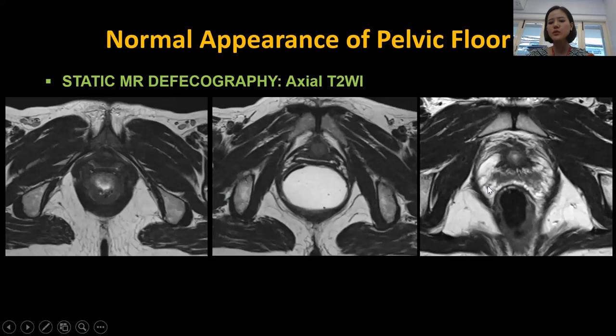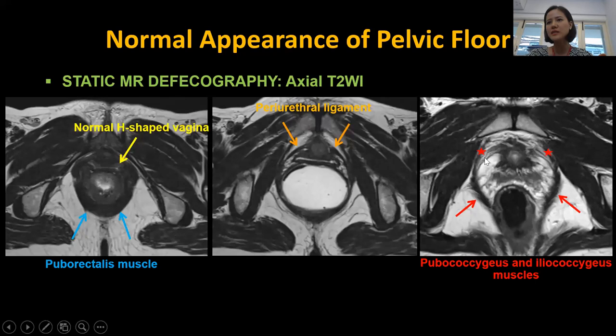Normally, the vagina should have a normal H-shape or butterfly shape configuration. The puborectalis muscle forms a U-shape sling around the rectum. And we can see the periurethral ligament and pubourethral ligament. On axial images, the pubococcygeus and iliococcygeus muscles are seen like a fan shape from the pubic bone to the coccyx. In older patients, the levator ani muscle may appear thin. However, no tear should be identified.